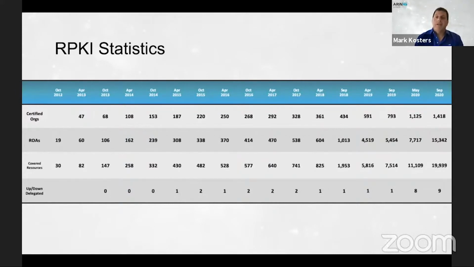The other thing of interest is that from May of 2020 until September of 2020, we've had a huge uptake in the number of ROAs and also covered resources. So you can see that the RPKI system is starting to take off.